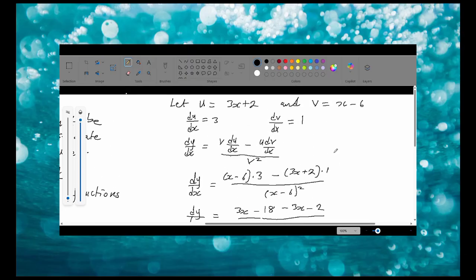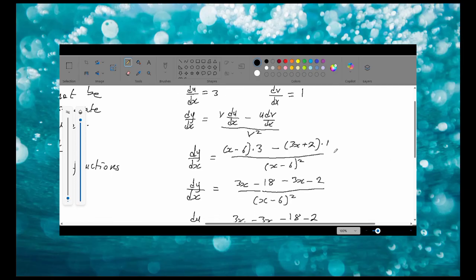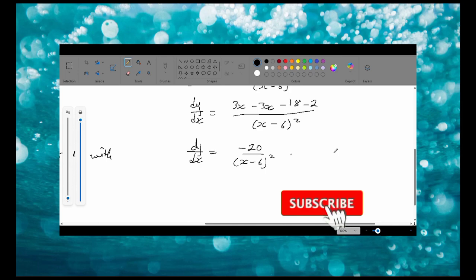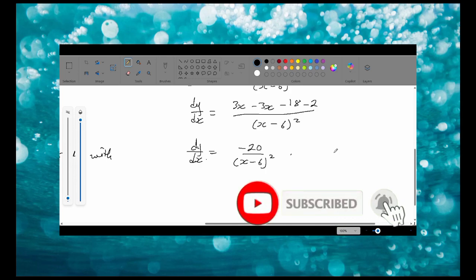Just quote your quotient rule. First you do the declaration of your u and v, then you find the derivative of each, you quote the quotient rule, and you do your substitution. And that is that. We're done finding the derivative of our function y.